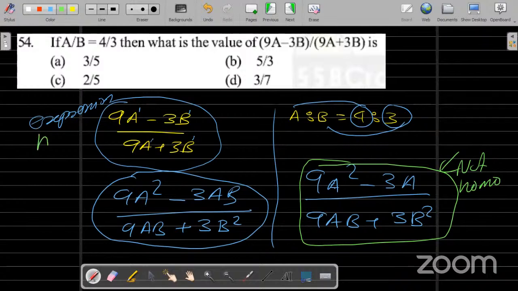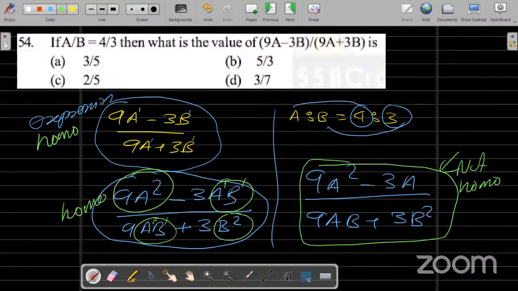This expression is homogeneous. This also is a homogeneous expression. Why? Because the total power of variables in every term is the same. This term, total power of variables is 2. Here, A and B are the variables. Total power is 1 plus 1, 2. Here, A and B are the variables. Total power 1 plus 1, 2.